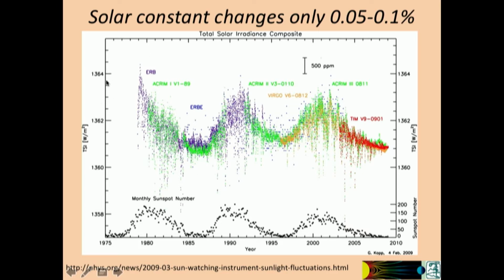But look at the scale here. They're all centered on about 1362 watts per square meter, and they're varying less than 0.1%. It's a tiny variation. It's such a tiny variation that historically the output of the sun has been called the solar constant. This variation was unmeasurable until recently, now that we have satellites that can measure very, very precisely. In fact, you can see a lot of fluctuation in the measurements. The fluctuations are huge.